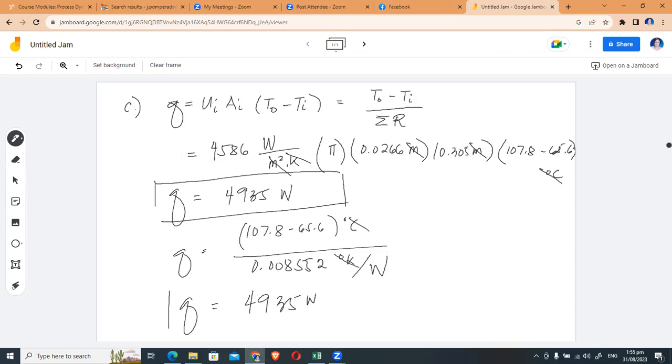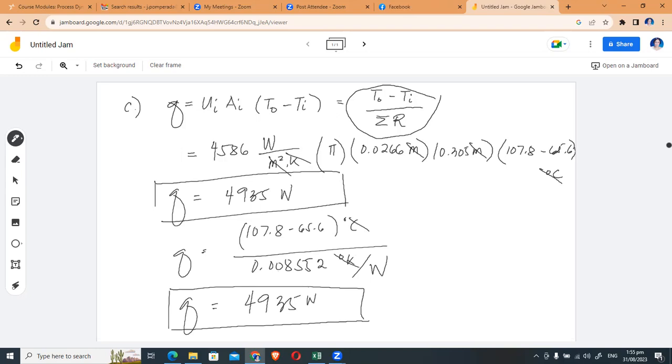4,935 watts. So whichever of the two equations you use, the one which is fundamental, I'd like to call this the fundamental formula, which is the driving force divided by the summation of resistances, or this formula based on the overall heat transfer coefficient, you're expected to have the same value. So you can check from your end if you're still going to have the same answer for the second formula that I have shared.